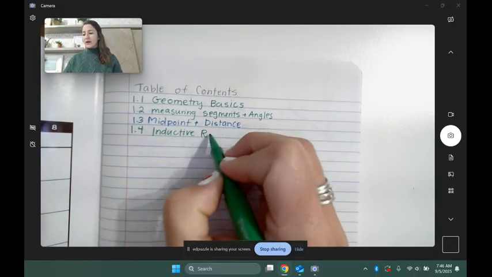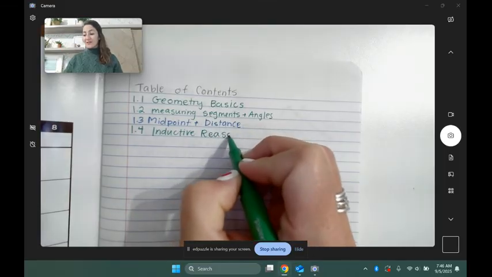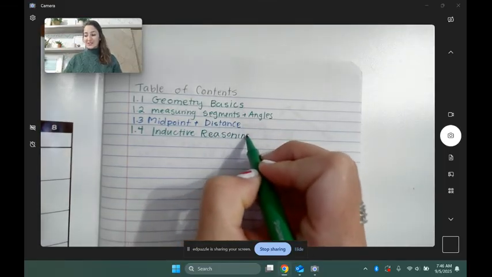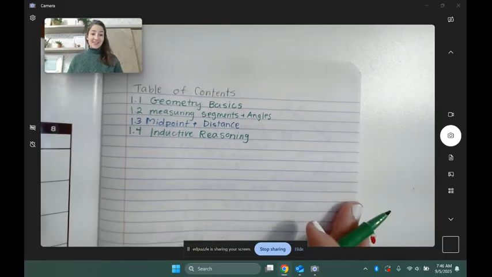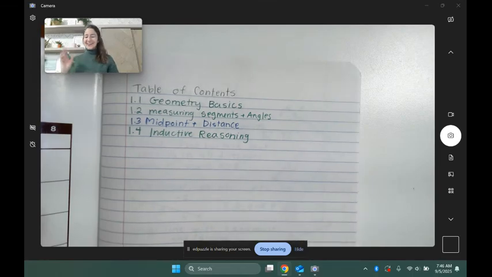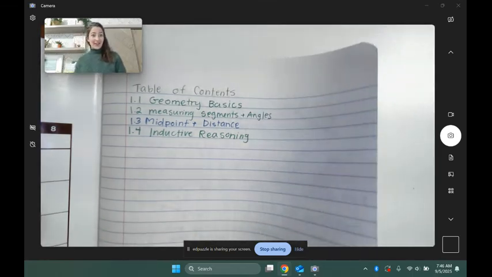Now, a big part of geometry is logic and reasoning. So this week in geometry, honestly, it's going to feel a little bit like an English class. So stick with me for a little bit of logic work.